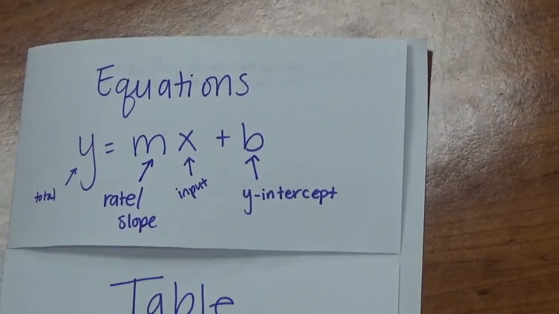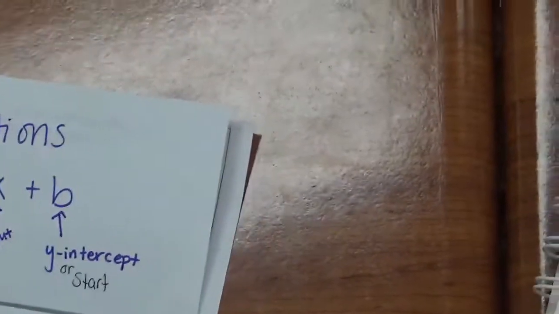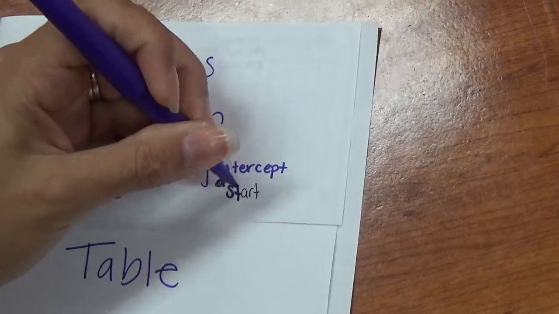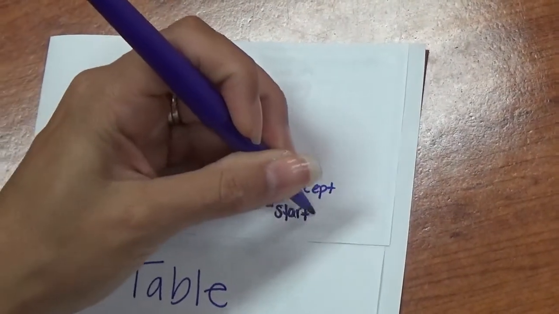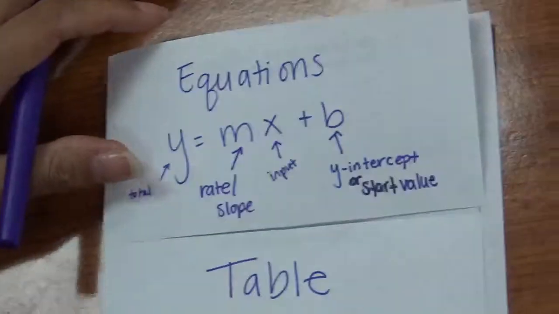I forgot to put start value. We can add that. Oh, we didn't give you a purple pen. You have to use purple. Now it looks so much prettier. Well, it's the power of the purple pen. I feel it. I feel the power. You feel the power. Good.